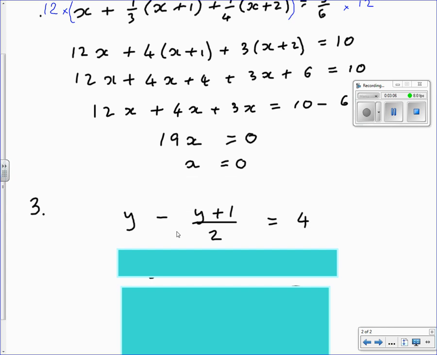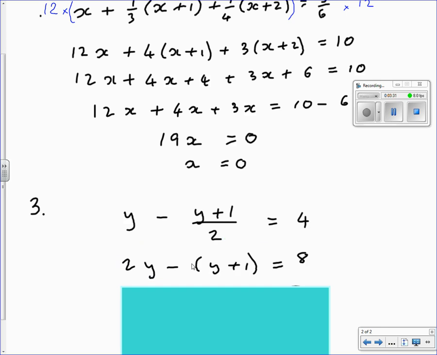In this example, the variable is called y, but it doesn't matter what it's called. I call them x terms just because I had to refer to them. Here I have a fraction. The only denominator is 2, so I have to multiply both sides by 2 to find something that the denominators divide into. So it's 2 lots of the whole of the left-hand side. So it's 2 times y, take away 2 lots of y plus 1.